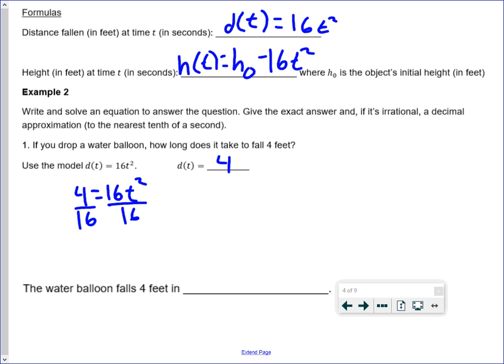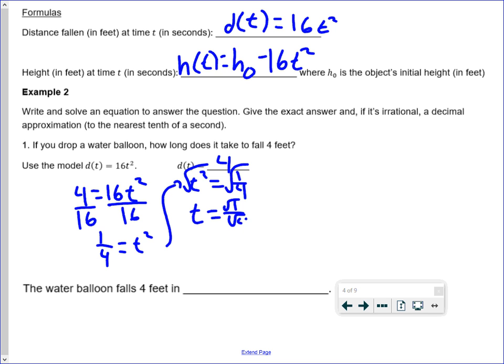We get 4 over 16 is 1/4. That equals t squared. So I'm going to rewrite it up here. t squared equals 1/4. So I'm going to take the square root of both sides. t squared becomes t. That equals square root of 1 over 4. It's the same thing, square root of 1 all over square root of 4, which equals 1/2.